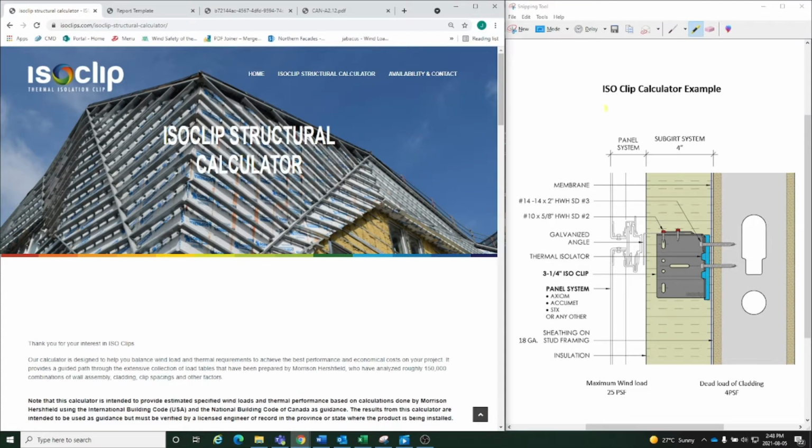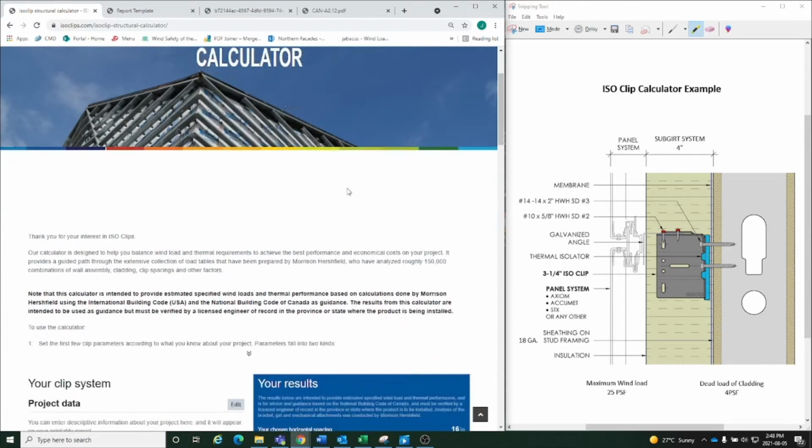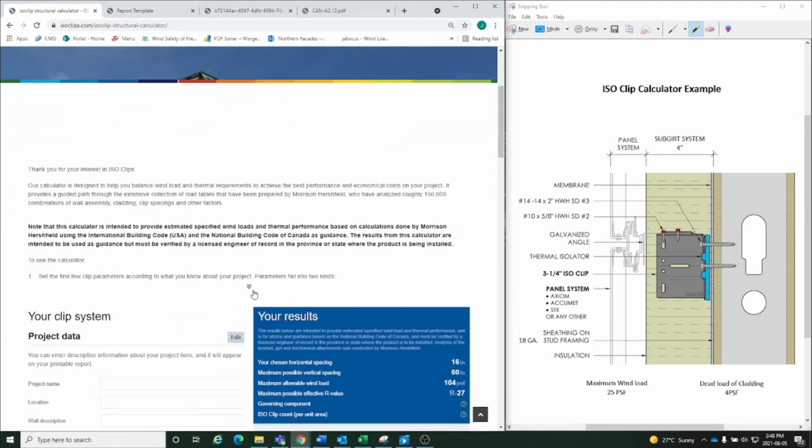Today we're going to be going over an IsoClip calculator example, and you can see this example on the right, which shows a typical detail using IsoClips. It will just help understand how to use this calculator and have an example to use it.